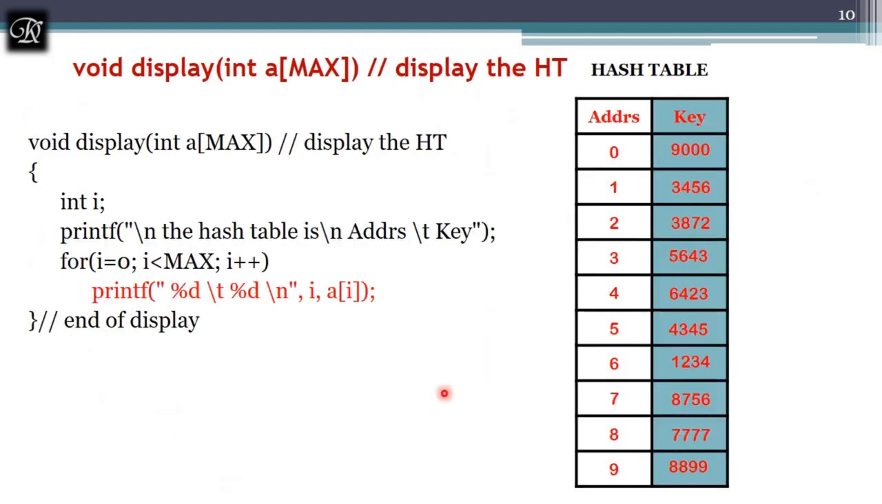The display function is very simple, where we are going to display the address and the keys. We take a simple for loop to display a single dimensional array. This hash table is a single dimensional array. We'll take a single for loop to display this, where it's going to display both the address and the key content.